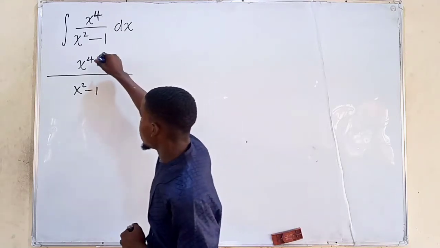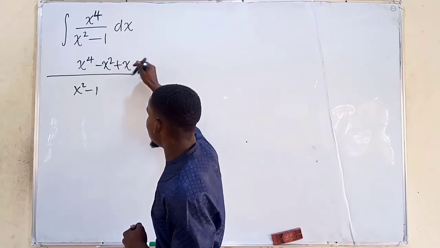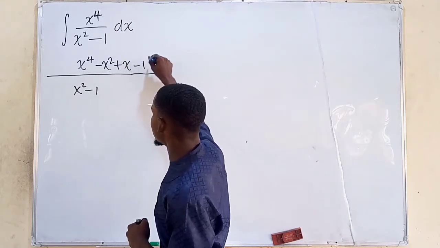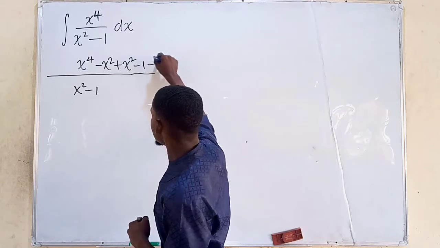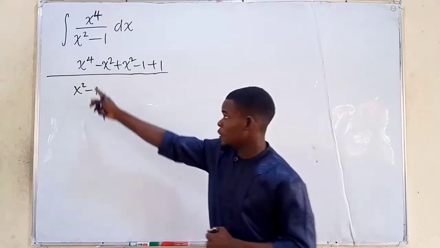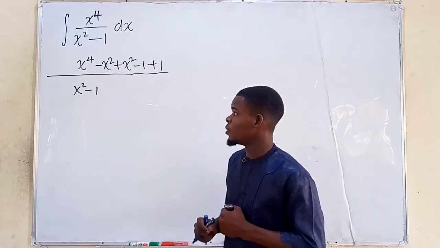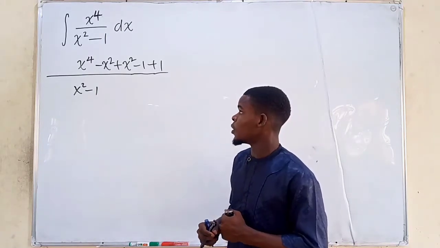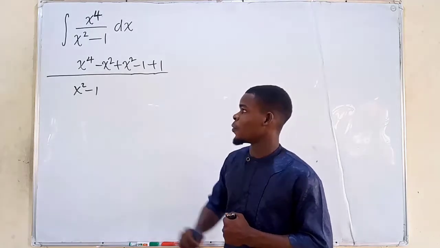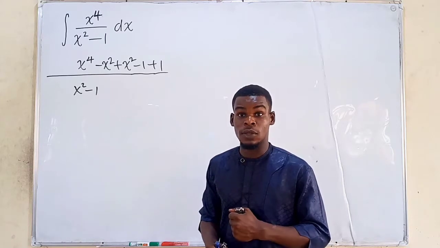So let's do addition by 0, by adding and subtracting some things. Now let's subtract x squared, add x squared again, and again I'm going to subtract 1, and I will also add 1. So what we've done there is the addition by 0. If you check, all the terms that we added and subtracted are equal and opposite in sign, so they will all get to 0. Good. And now that we've written that, we can go ahead and split the fractions into 3 parts, right?